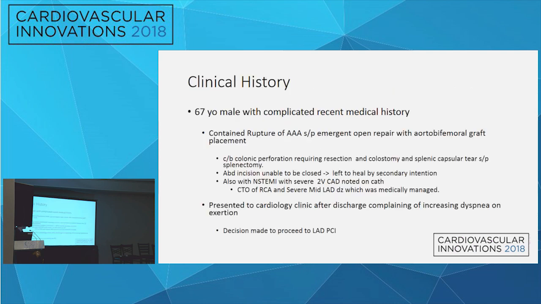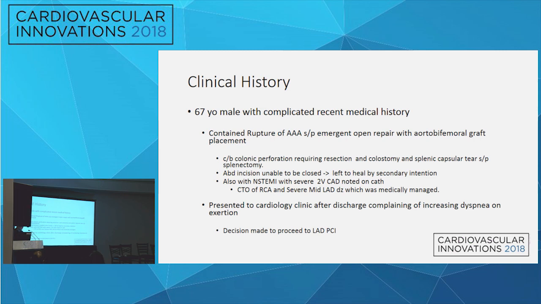So there's a lot of clinical history here, and I apologize for all this, but you kind of need to know it to understand my state of mind going into this. So, a 67-year-old guy, about a year before I met him, was a pretty healthy guy, no major medical problems. Had a contained rupture of an AAA. Underwent emergent open repair with aortobifemoral grafting. This was complicated by colonic perforation requiring resection and colostomy, and splenic capsular tear requiring splenectomy.